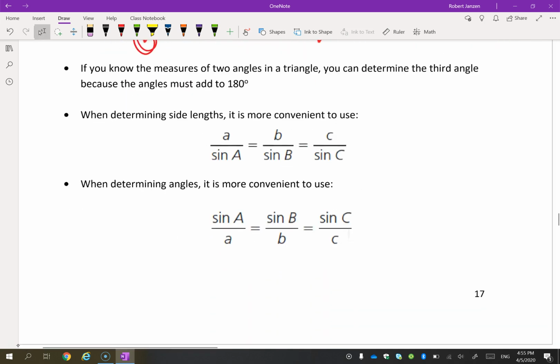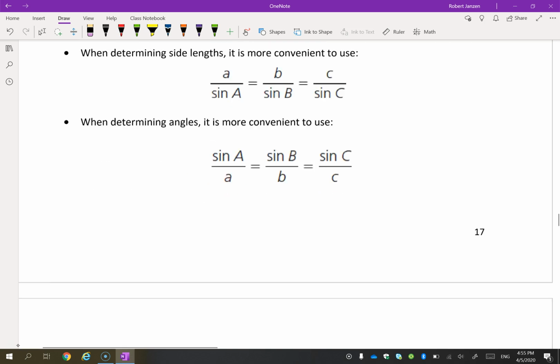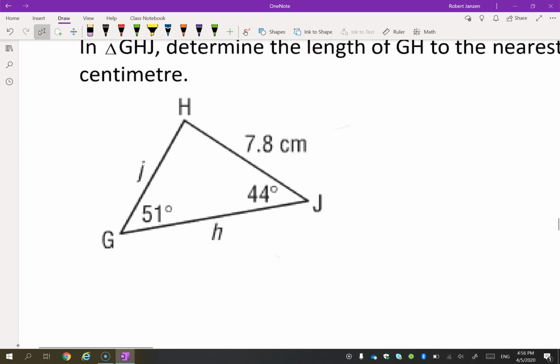As I said before, it doesn't matter which way you use these. It says here that if you're trying to find the length, it's better to have the lengths on top. If you're trying to find the angle, it's better to have the angle on top. The way I'm going to show you to do this, it won't matter which way you do them. So let's look at a question.